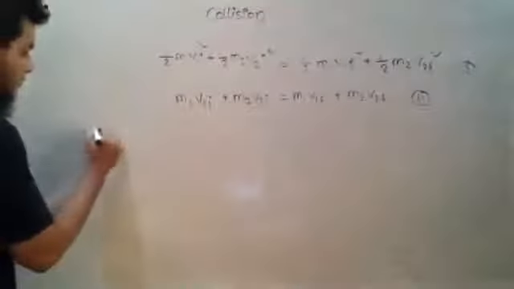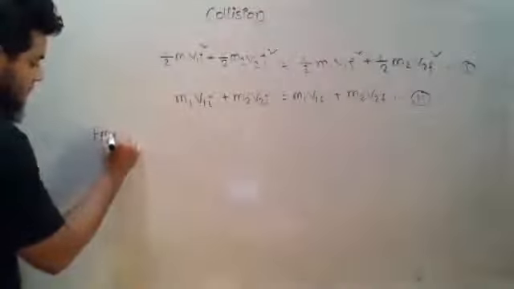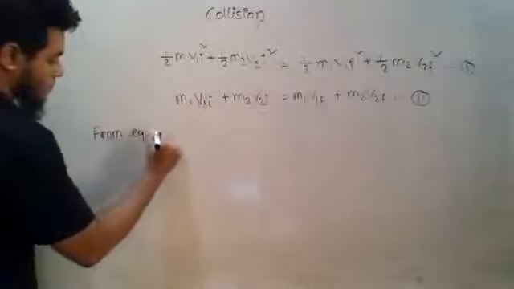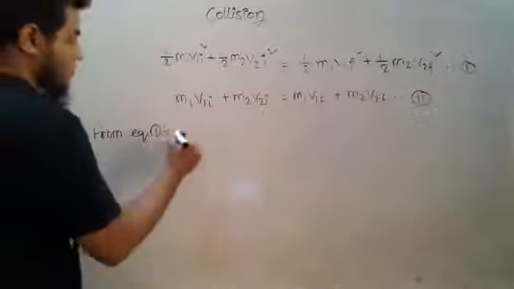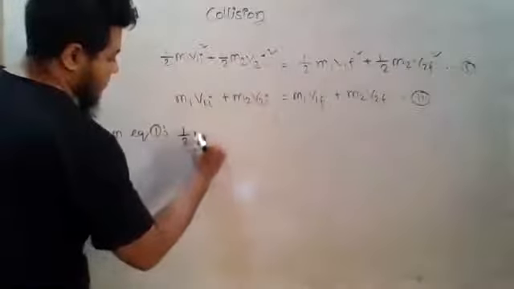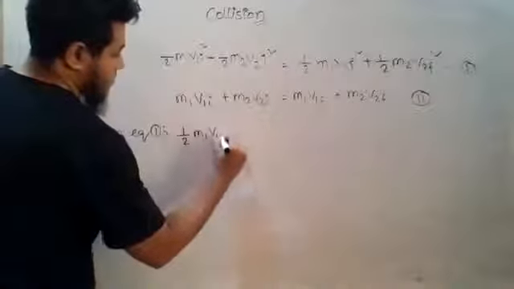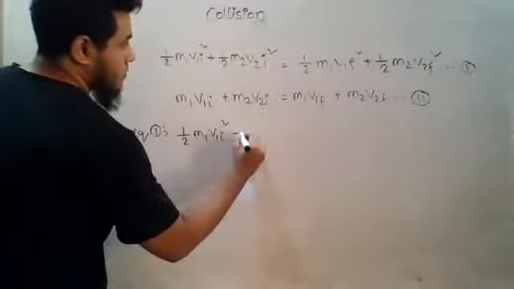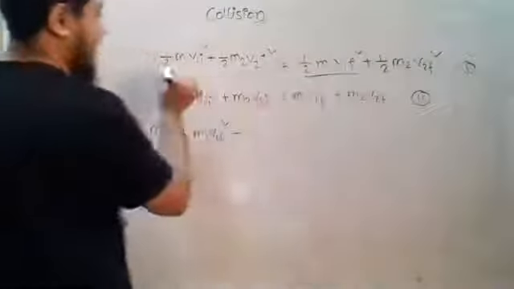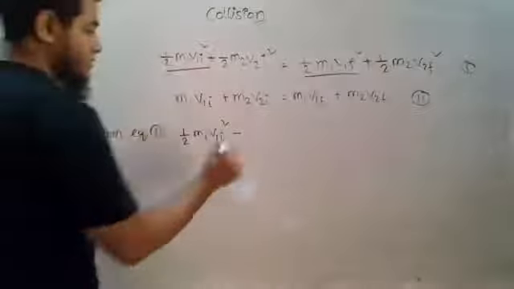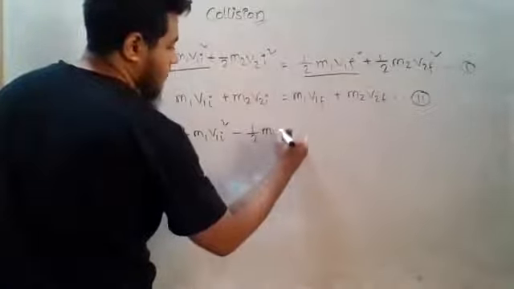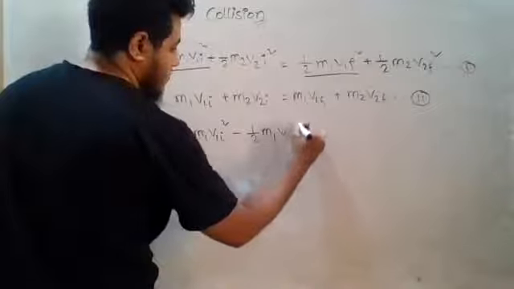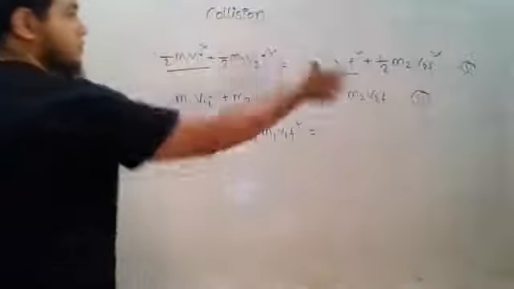From equation 1, what can we write? M1 and M1 I will bring together, and M2, M2 together.